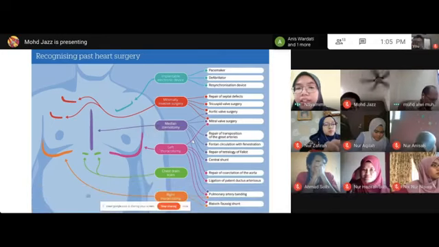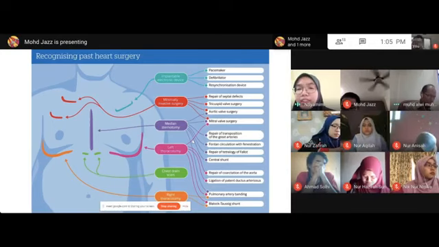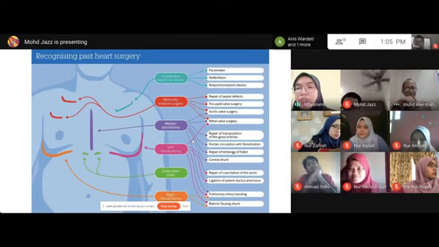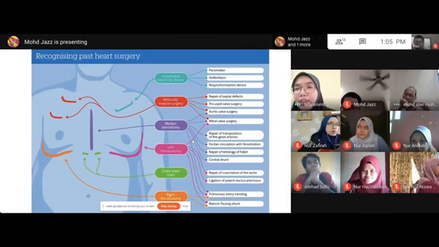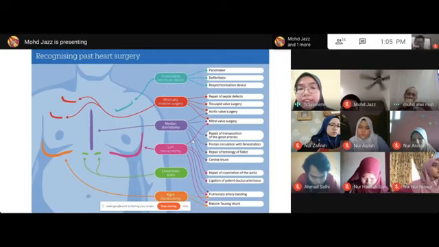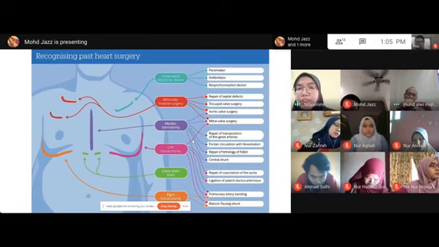And the last one is pulmonary artery banding. It was used in the past in cases of ventricular septal defect and transposition of the great arteries. The pulmonary artery banding is done in order to reduce the pulmonary blood flow so that there is no pulmonary hypertension, because in VSD and TGA there is pulmonary hypertension. But we no longer use pulmonary artery banding.